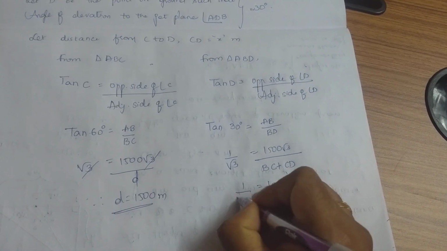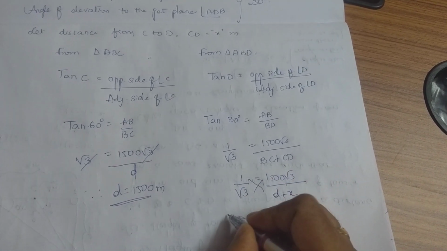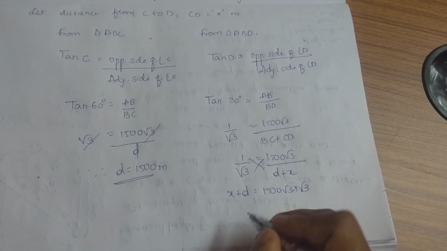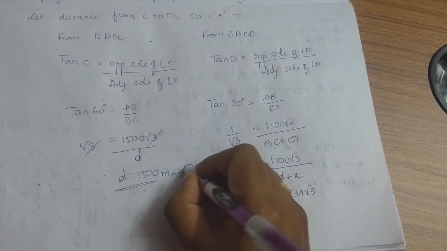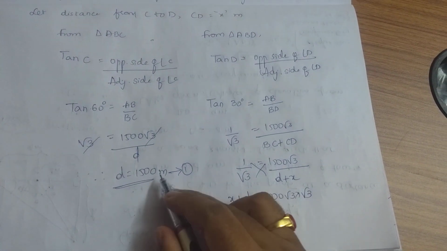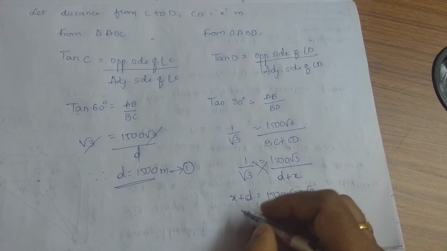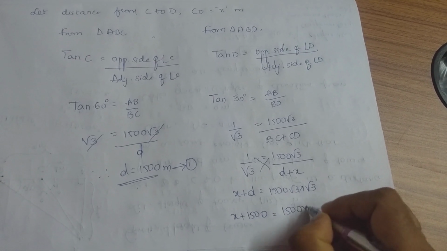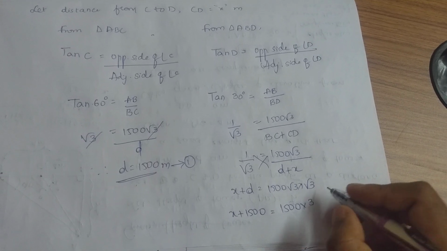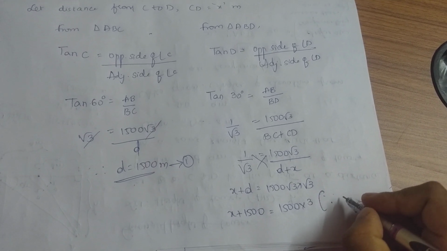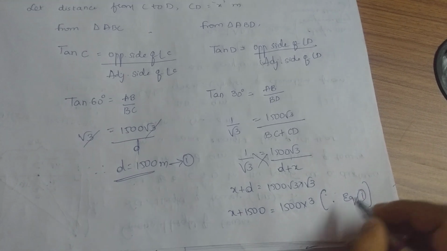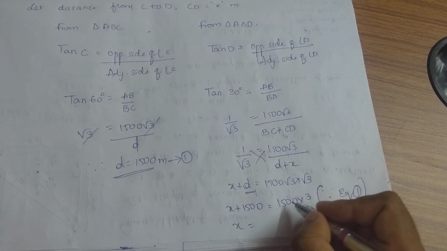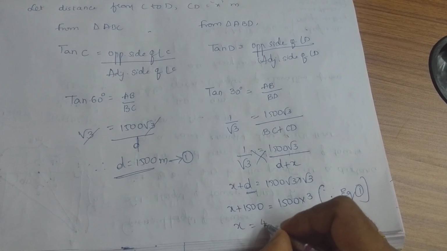1 by root 3 equals to the height over D plus x. Let me do the cross multiplication. You will be getting x plus D equals 1500 root 3 into root 3. Put this as equation 1, which we got from the first triangle. Can I substitute D value as 1500 here? Yes. So x plus 1500 equals 1500 root 3 into root 3, and root 3 into root 3 becomes 3. So from equation 1, I am substituting 1500 in the place of D. So x equals 1500 into 3, which becomes 4500.